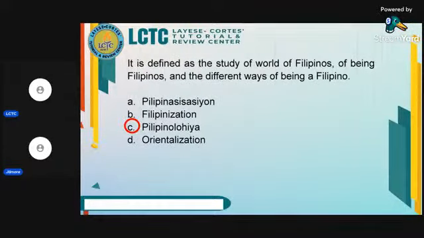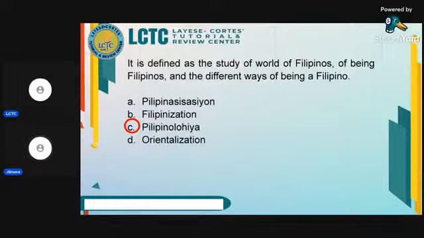It is defined as the study of the world of Filipinos. Defined as the study of the world of Filipinos, of being Filipinos, and the different ways of being Filipino. That's Filipinolohiya. Okay? It was coined by Prospero Covar from the Department of Anthropology in the University of the Philippines.